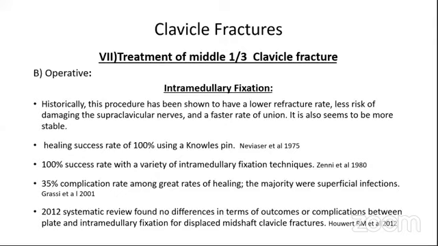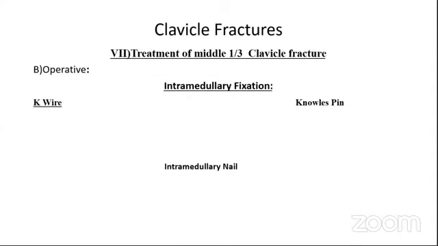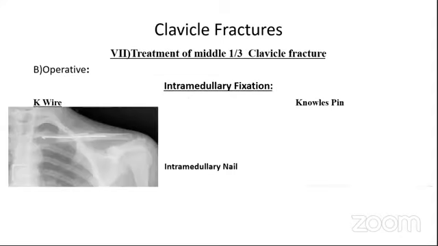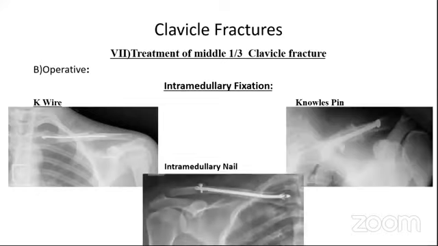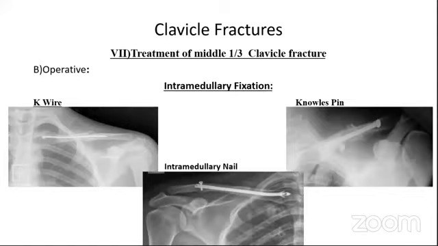So in that way, I would say it's for patient condition, maybe soft tissue condition, and for the surgeon's decision itself. So the types of intramedullary fixation may be K-wires, maybe the Knowles pin, or an intramedullary nail.